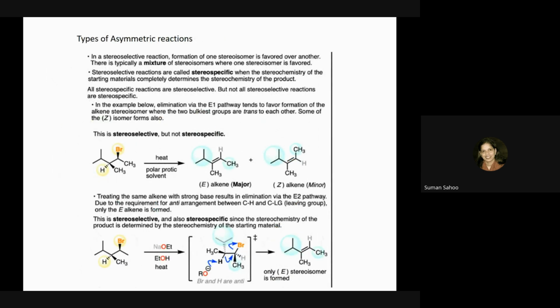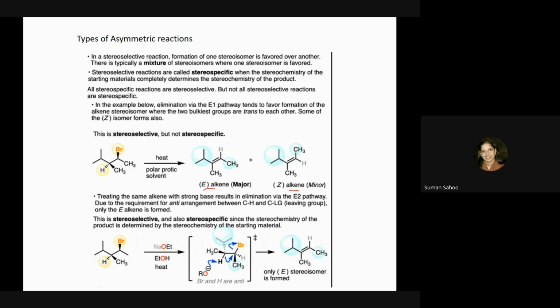Next is stereoselectivity. This can be enantioselective or diastereoselective, and again it can be selective or specific. For example, in this elimination reaction, you can get E alkene or Z alkene. So in this case, you have a choice of 2, but one is major, one is minor, and that is going to give you stereoisomers. So that is your stereoselective.